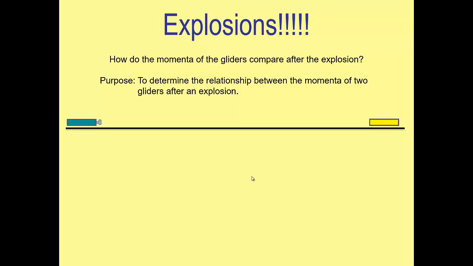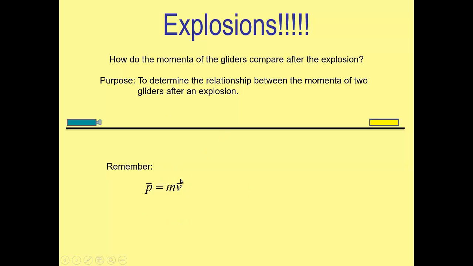In a moment I'll show you what the Pivot looks like. But first, what are we going to need to measure in the Pivot to satisfy our purpose, to compare the momenta of the two gliders after the explosion? Remember, momentum is mass times velocity. So we need to measure the mass and the velocity of each glider in order to calculate the momentum, which we can then compare. Mass is just given to you in the Pivot. It's actually one of the things you choose, the mass of each glider.